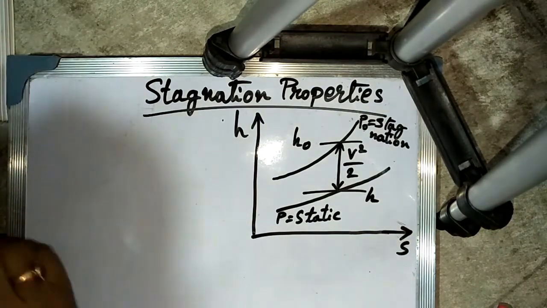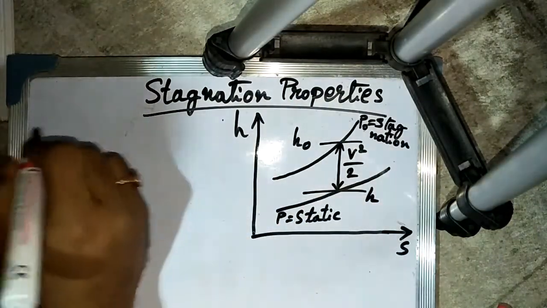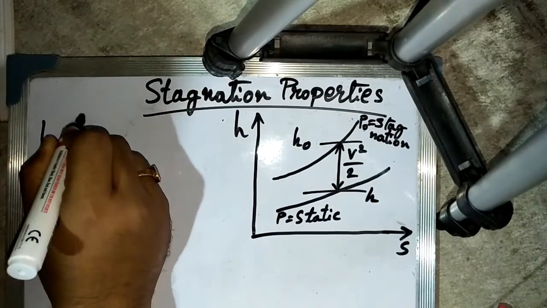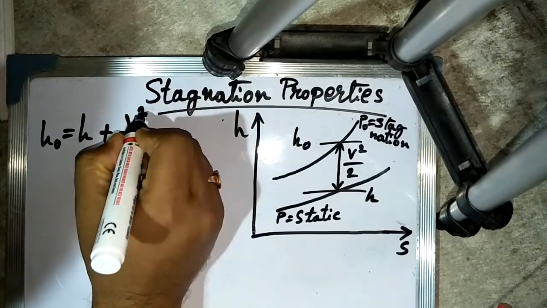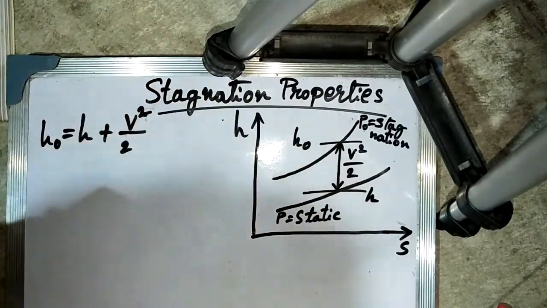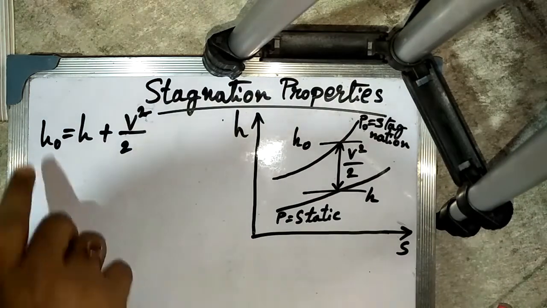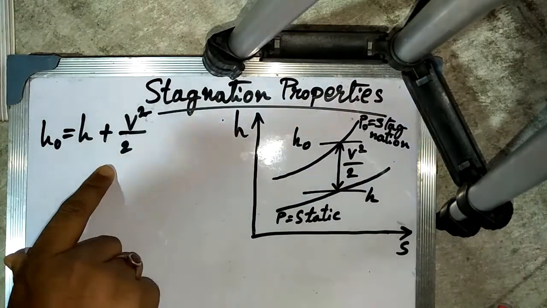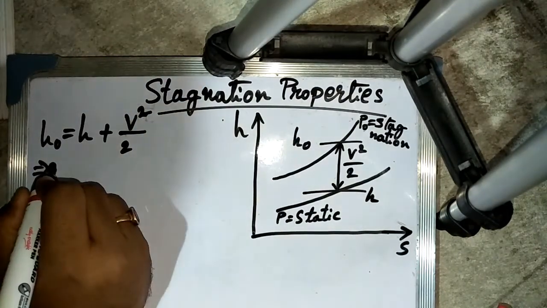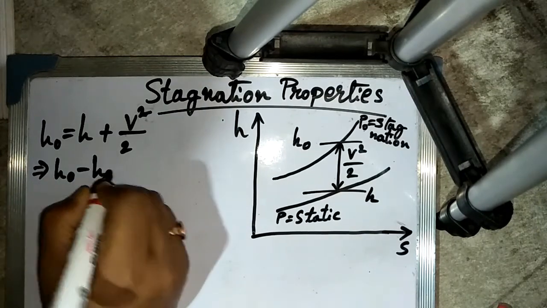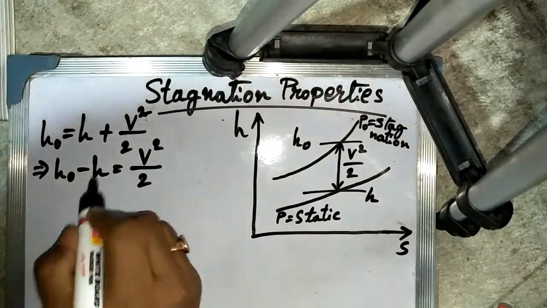If we apply the steady flow energy equation for these 2 points, we get H0 equals H plus V square by 2. The stagnation velocity is 0 because the fluid comes to rest, so V0 is 0. So H0 equals H plus V square by 2. Now we can write H0 minus H equals V square by 2. So this is the difference in enthalpy.